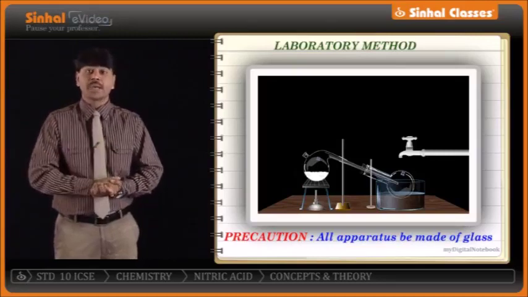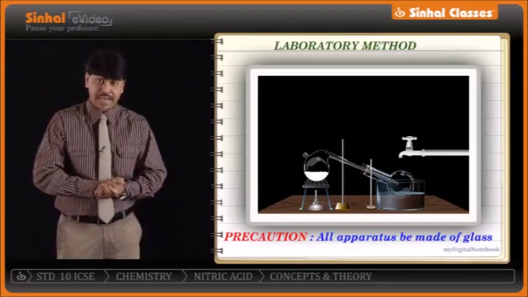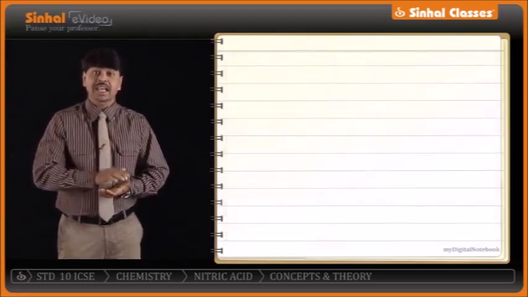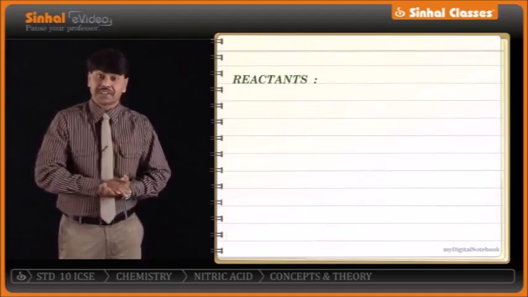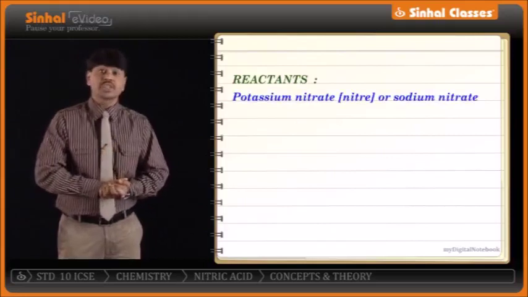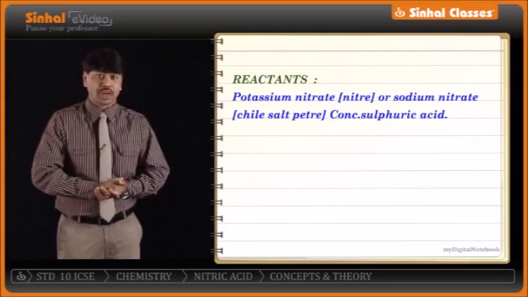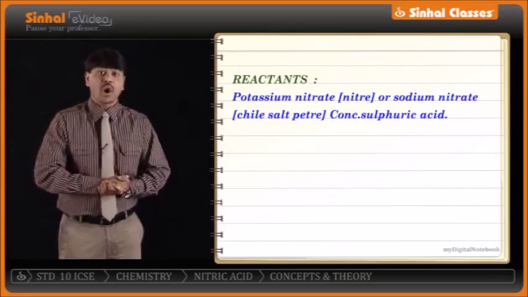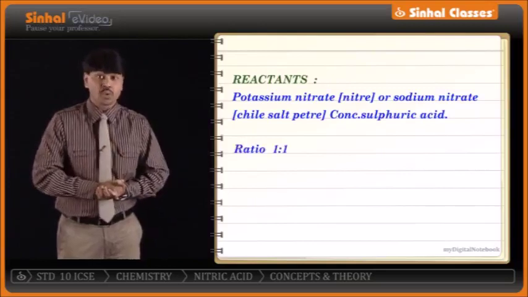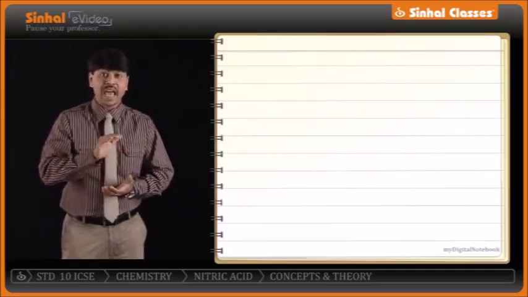So let's begin with the preparation part of it. First and foremost, the chemicals which we are going to take in order to prepare nitric acid are: nitric acid can be prepared from potassium nitrate, which is known as niter, or sodium nitrate, which is known as chili saltpetre. We can take any one of them and treat it with concentrated sulfuric acid in the ratio of 1:1. Now why should we select only sulfuric acid? Why not HCl?